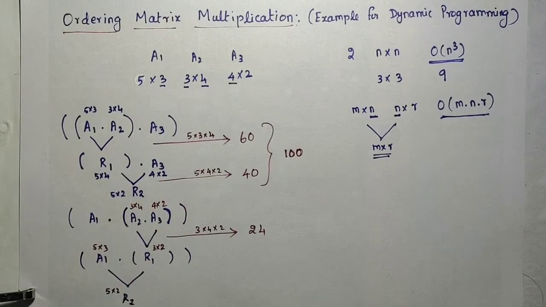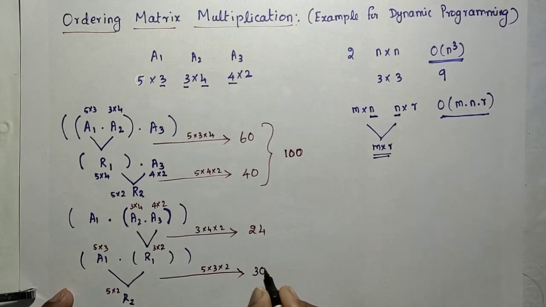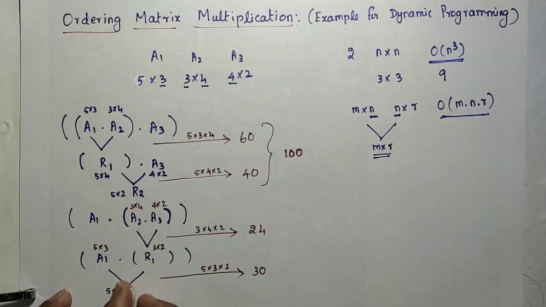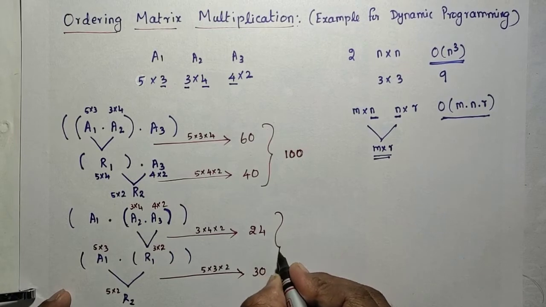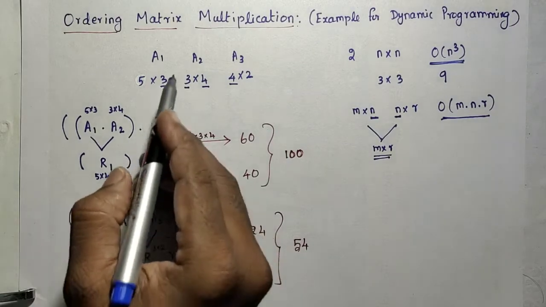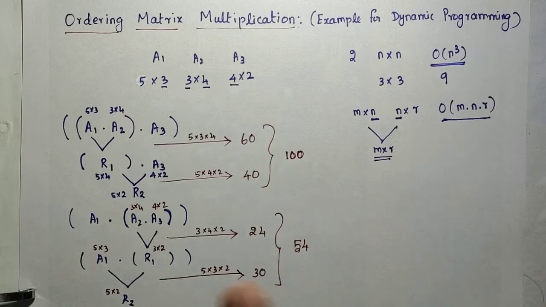But the number of multiplications needed here is 5 into 3 into 2, which is 30. So the total number of multiplications here to obtain the same result in the second option is only 54. Usually if you do that left to right order, we get 100. If you change the order, we get 54.